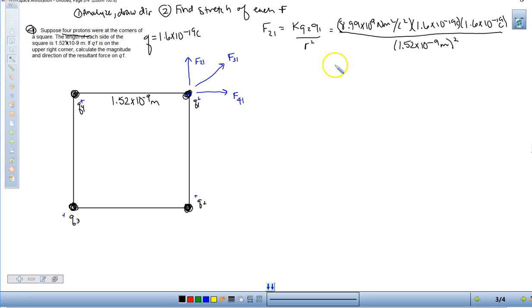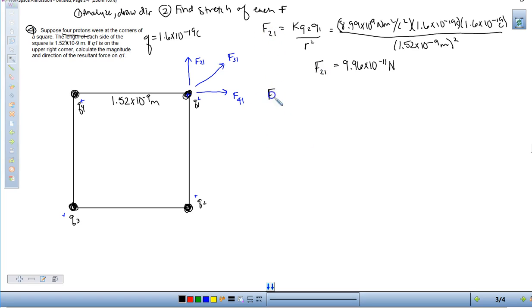And there we have it. So let me go ahead and punch these numbers into my calculator. Oops, e to the negative 9th squared. And what I get here is 9.96 times 10 to the negative 11th, and the units for our force are newtons, like that. So that's the force of 2 onto 1. That's what we just solved for.